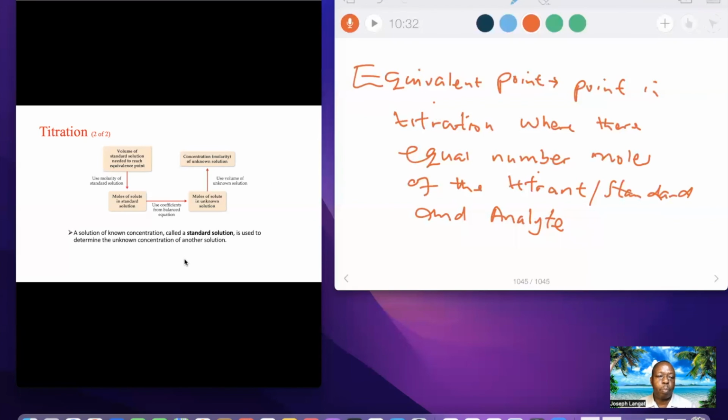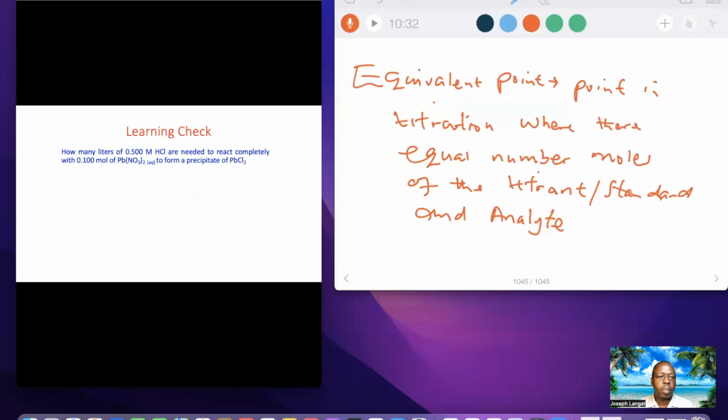We call that endpoint. Endpoint, all right? The reaction is complete at equivalent, which is based on the endpoint. Endpoint is a point in titration where there is just a color change, all right? It's time to stop the titration. Here's the roadmap you can follow for titration problems. It's the same thing. Let's see an example here, please. Key terms: equivalent point, you should be able to define that. What is the standard? What is the analyte? And the endpoint for that.